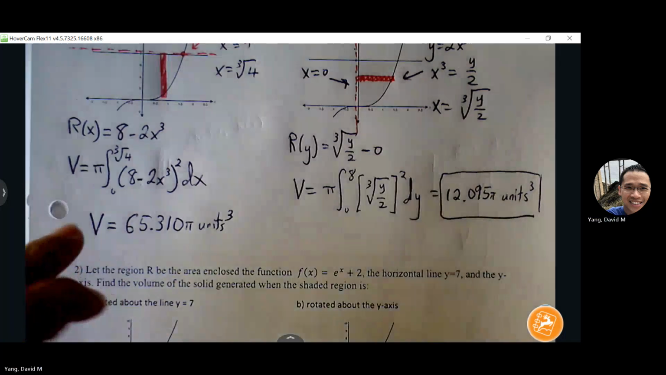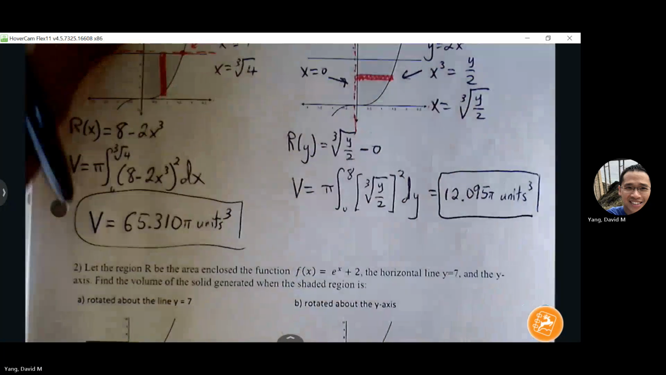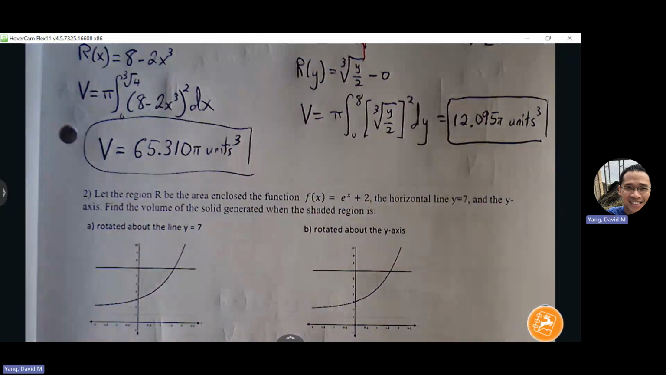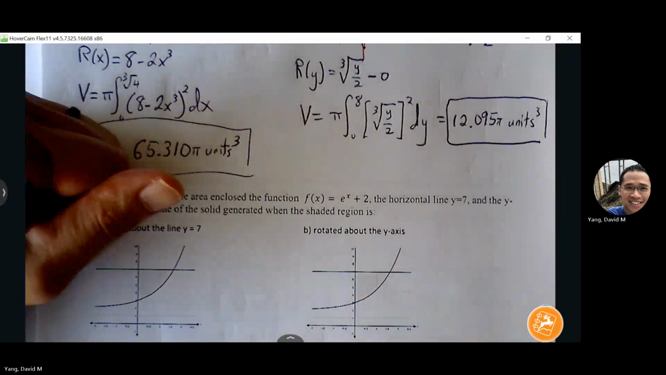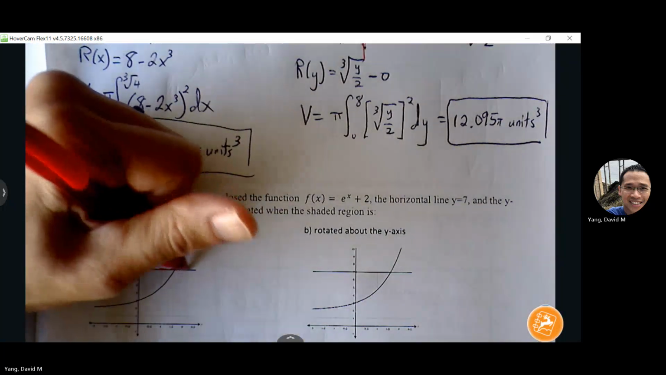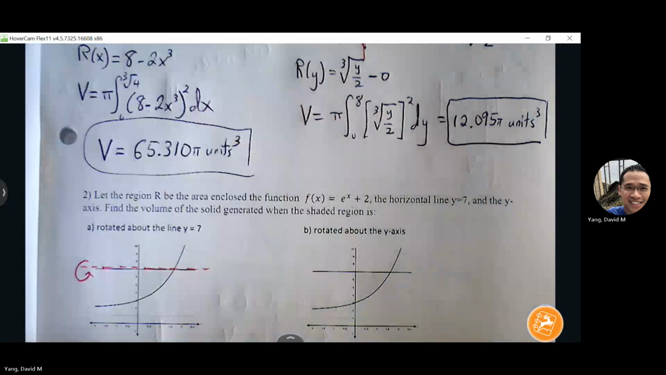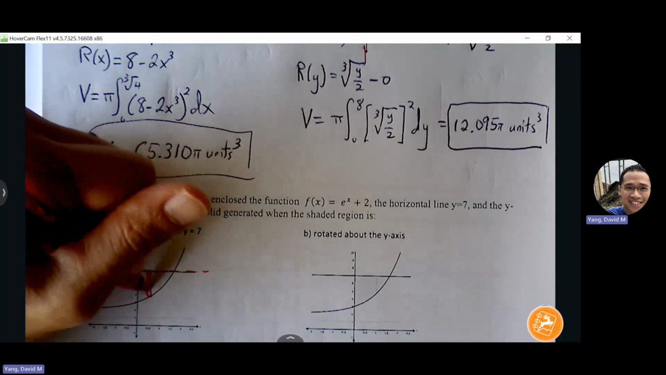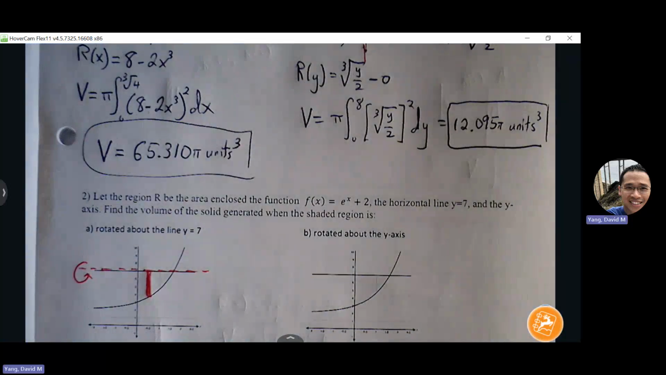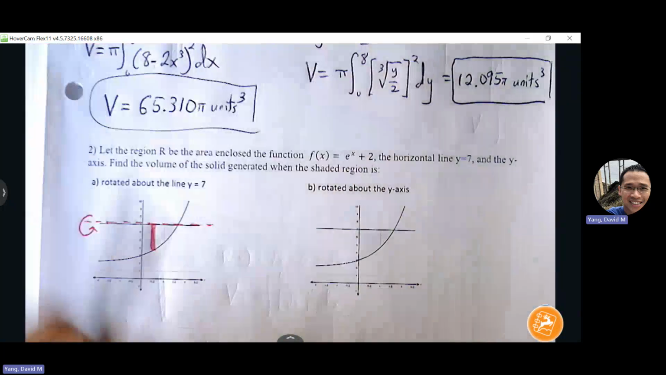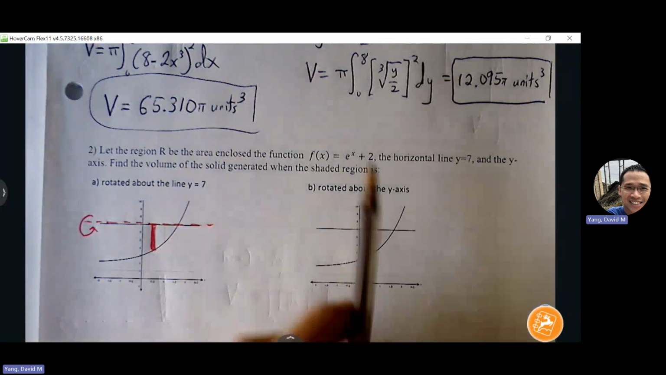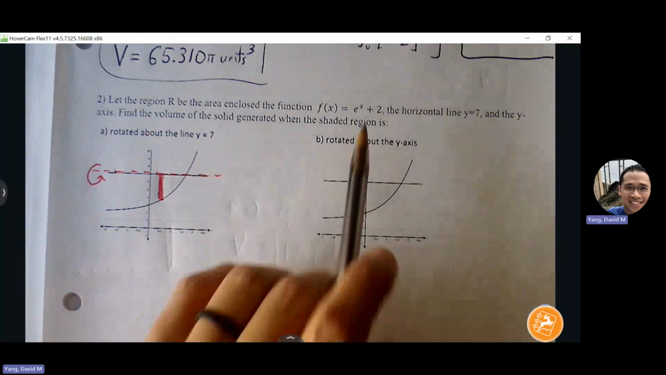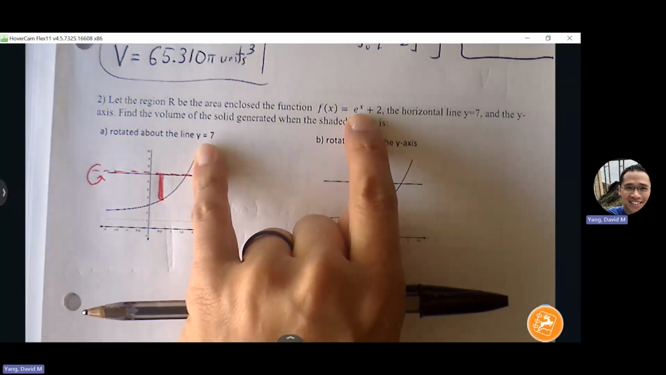Okay, number 2. E to the x plus 2, that's the curve here, y equals 7, rotating about the line y equals 7. Top minus bottom radius, which makes it an easier problem. There's no need to rewrite our equation. Our intersection is just, you can graph the e to the x plus 2 and y equals 7 and look for the intersection by your graph, but we can also do this by hand. I can set these equal to each other and just solve for x.